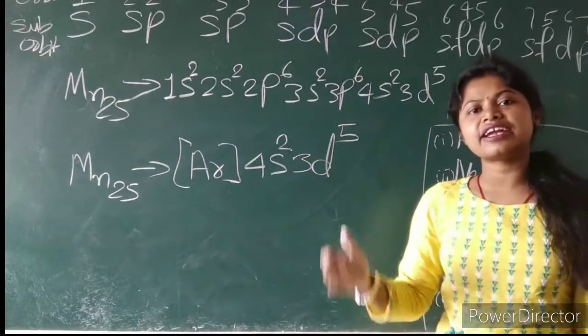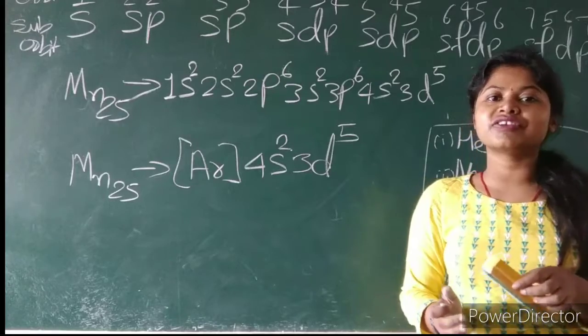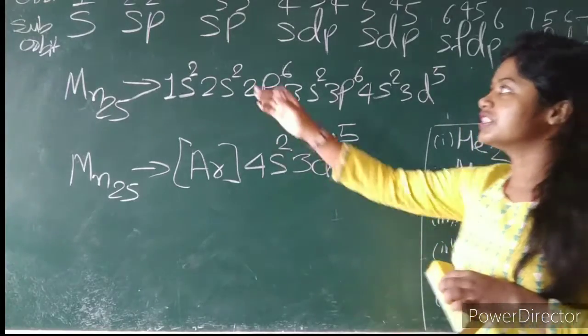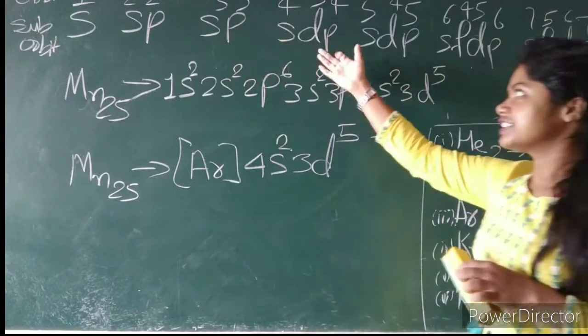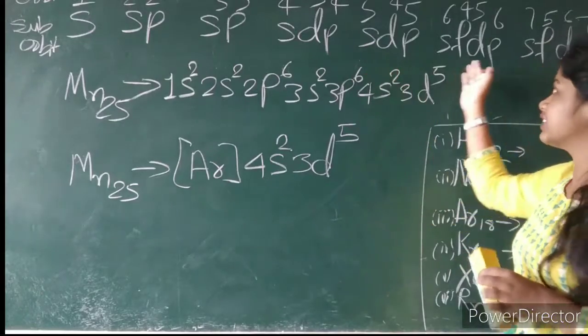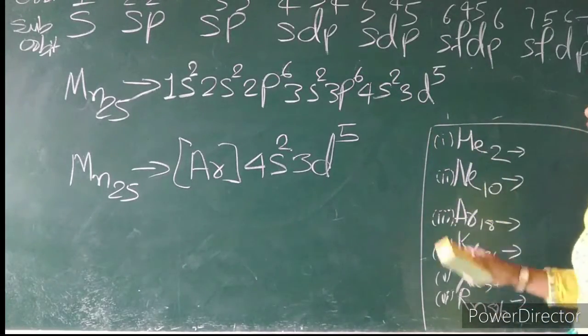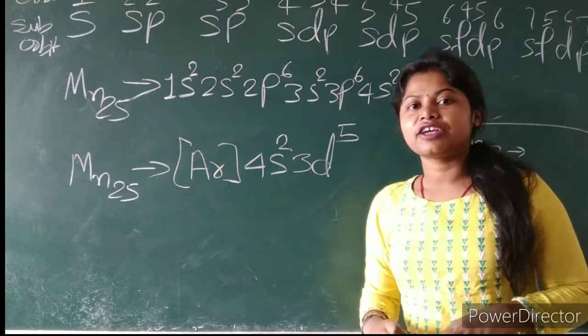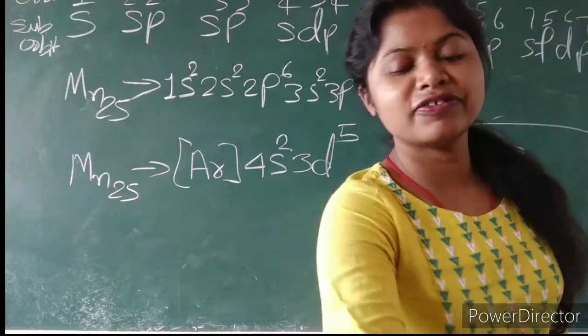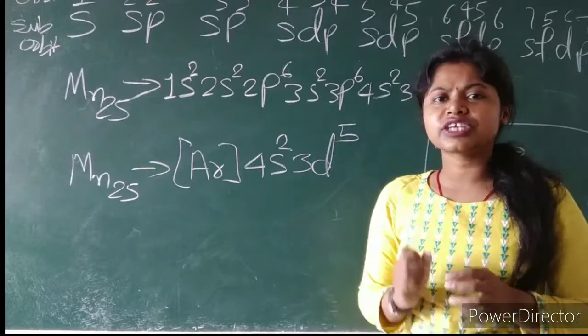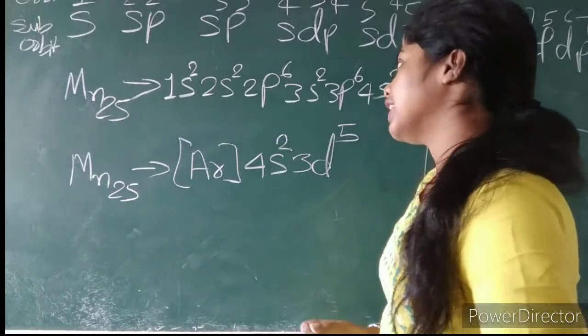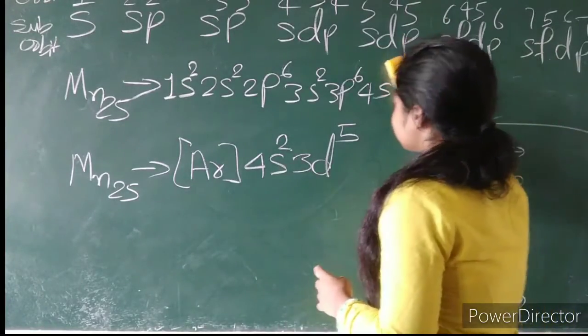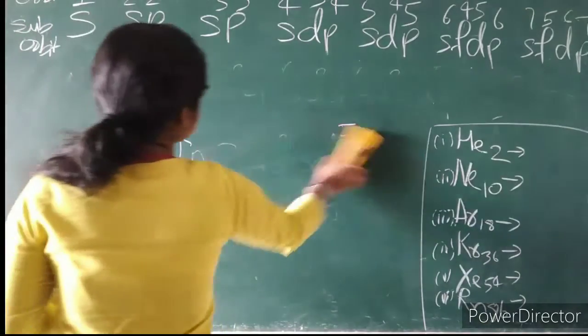Like this you can write many electronic configurations using this technique, following the sequence s, s p, s d p, s d p, s f d p, s f d p, and with the help of noble gases we can write the electronic configuration. I hope this video will be helpful for you, and you can also give it a try.